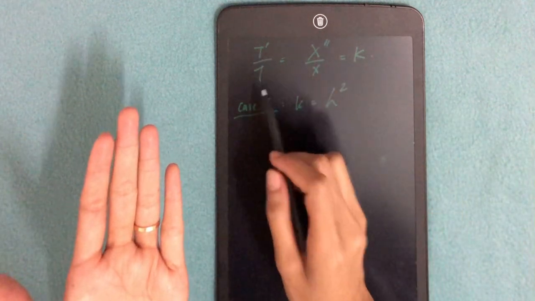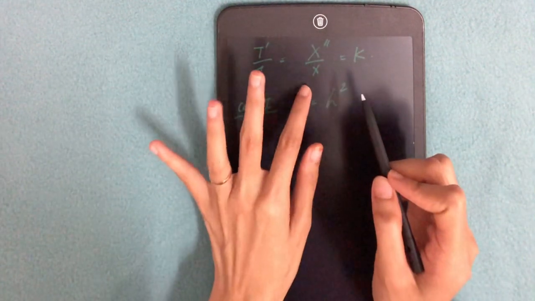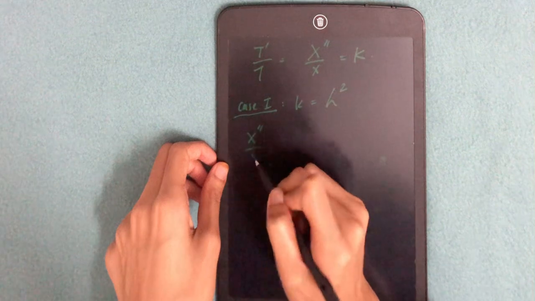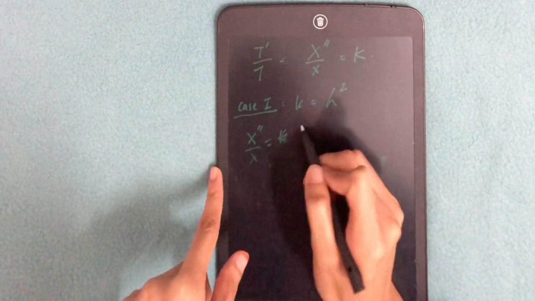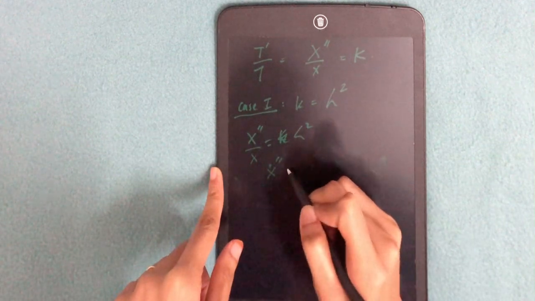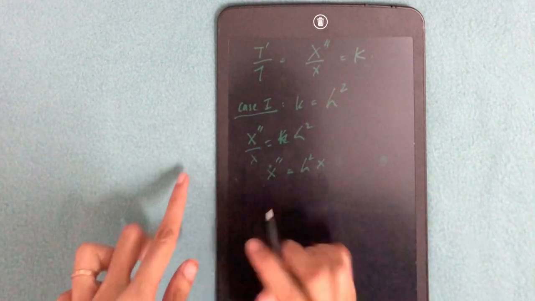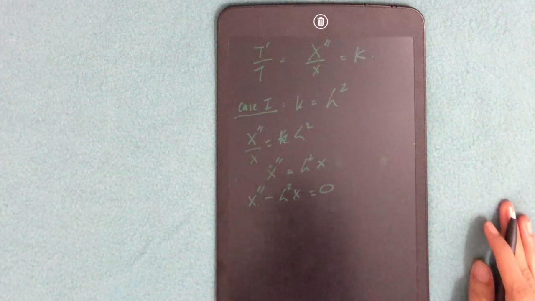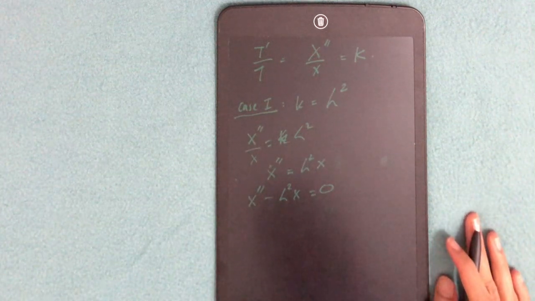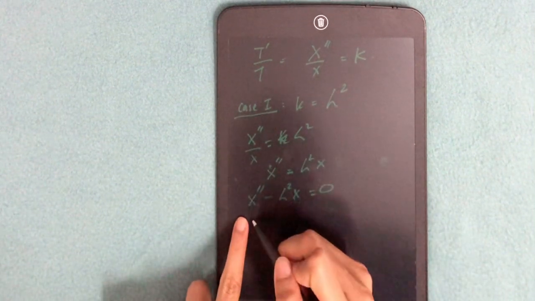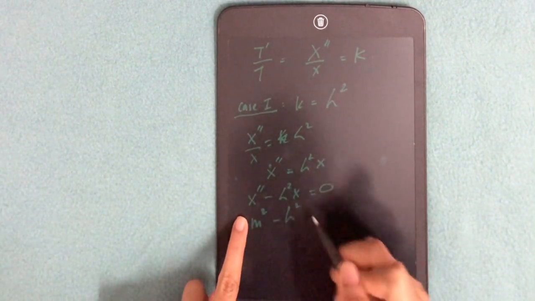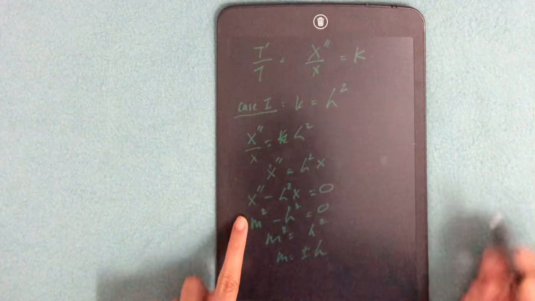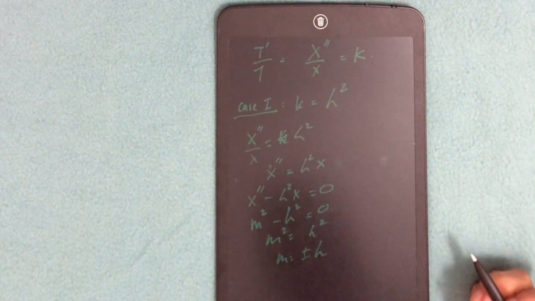What we do is we need to do it for both, and we start with the X equation. So X double prime over X equal to k, and your k is lambda squared now. So X double prime equal to lambda squared X. You move it to the side, so you have X double prime minus lambda squared X equal to 0. By using the characteristic equation, you will have m squared minus lambda squared equal to 0, so m squared equal to lambda squared, m equal to plus minus lambda.